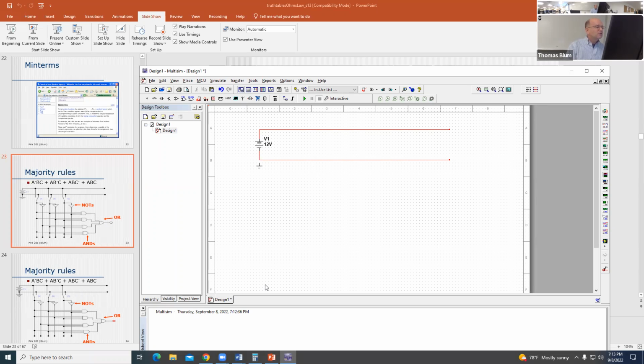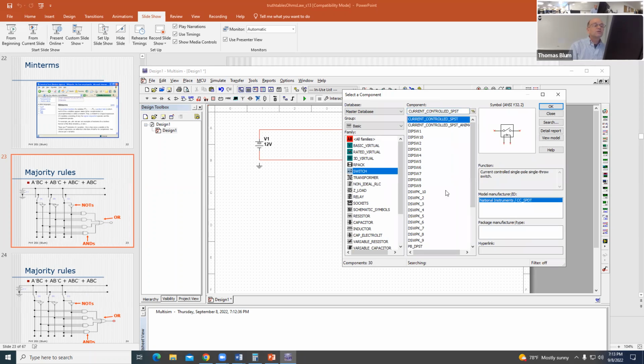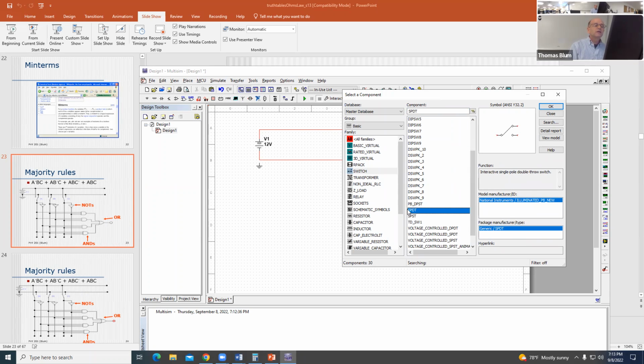What other tricks do we need to know? We need to know a switch. I think a switch is under basic. Here's a switch. There's lots of switches. I usually do the SPDT.